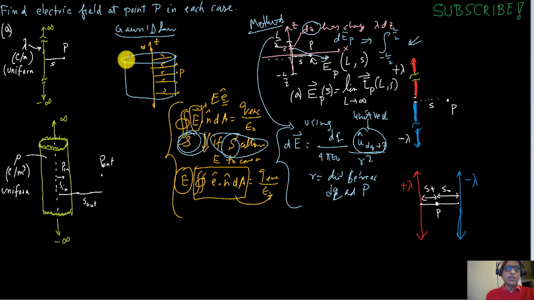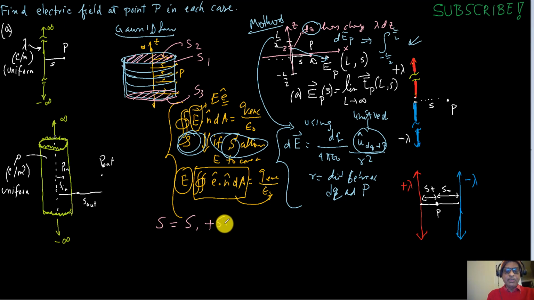So this is a surface, not a full cylinder, just the outside surface of the cylinder. But this is not closed, right? So to close it, let me use another ink color. To close it, I will have that surface and the bottom part also. Then it's a closed surface. So it's actually made up of, let's call this S1, let's call this S2, S3. So my S is made up of S1 plus S2 plus S3.